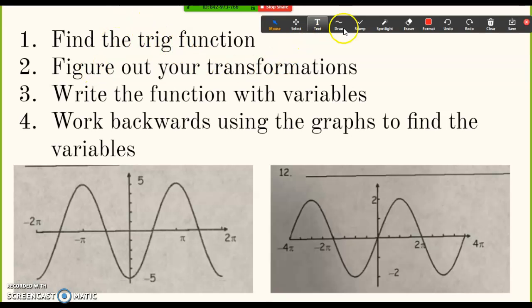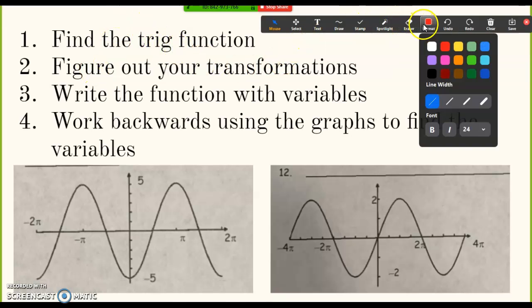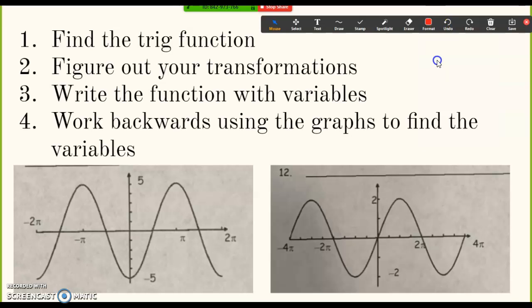Hey guys, I'm just going to take a second and review with you how to write the equation of a trig function that has been transformed, looking at the graph only. These are the steps that you want to go through. First, find the trig function. Two, figure out your transformations. Three, write the function with variables. And four, work backwards using the graphs to find the variables. Then you'll plug those into the function that you've written.